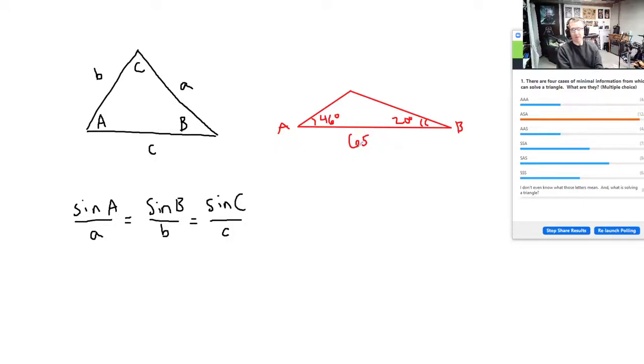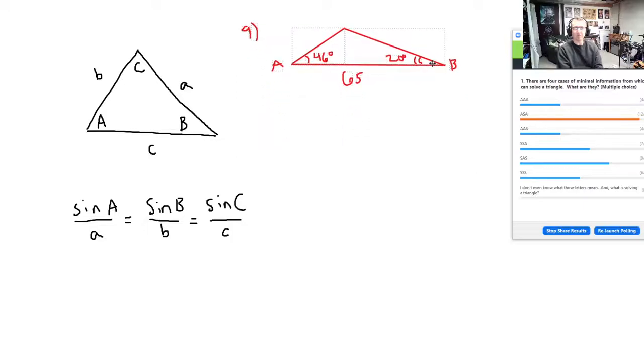So this would be an angle side angle situation. This is again problem 9. So we suggest that we can solve it. So how do we solve it? So here we go. The law of sines would say that if we take the sine of 46, we divide that by this unknown length A. That's going to be equal to these other ratios. Which ratio is the best one?